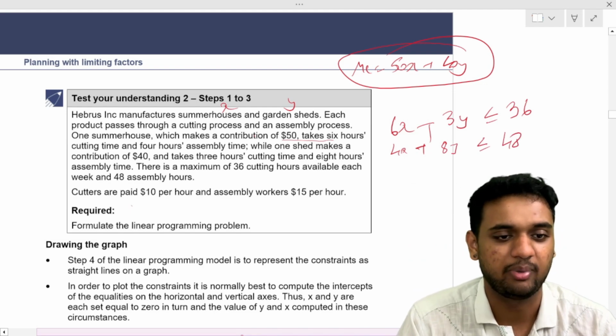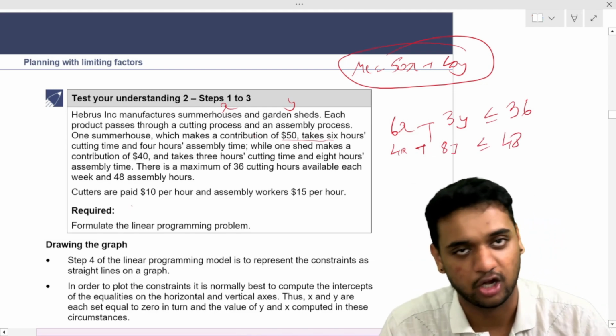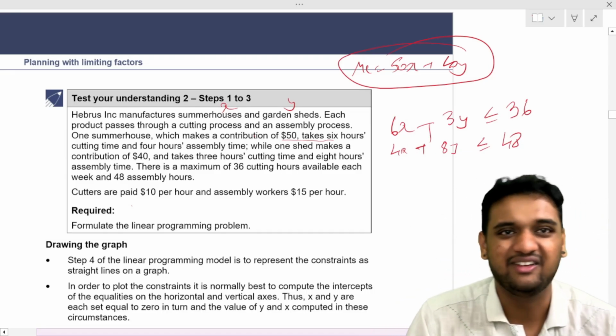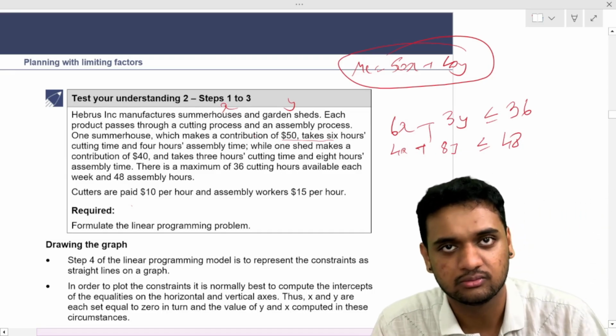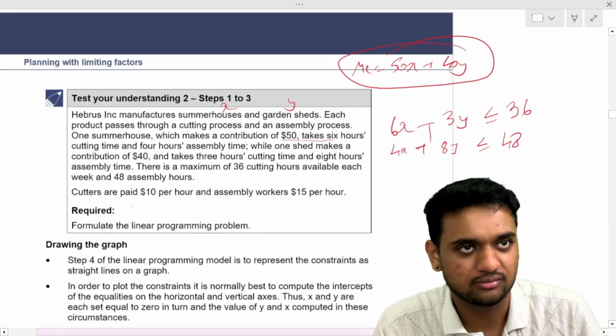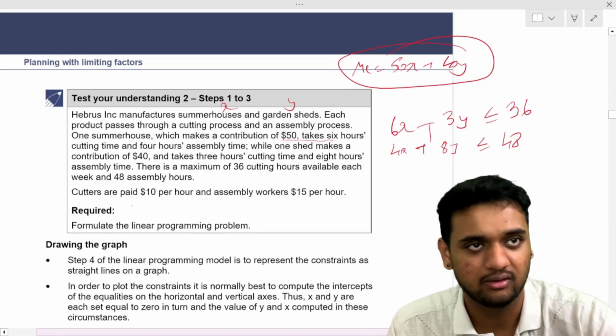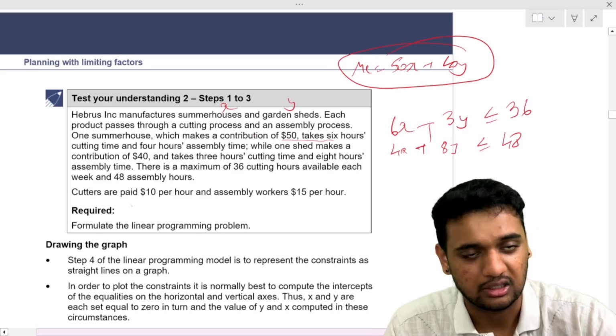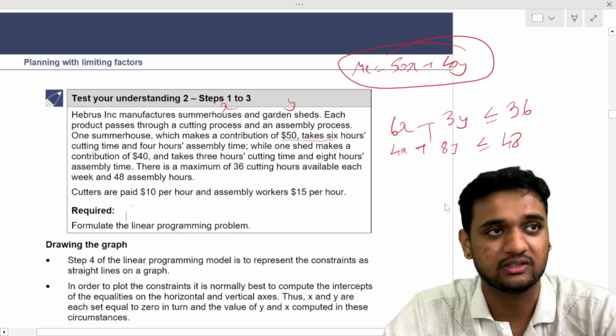Cutters are paid 10 per hour, assembly workers are paid 15 per hour. That is not required for this question. Did we use it anywhere in the previous question? We need only contribution. We need only the limiting factor, nothing else is required. Understood these two equations?